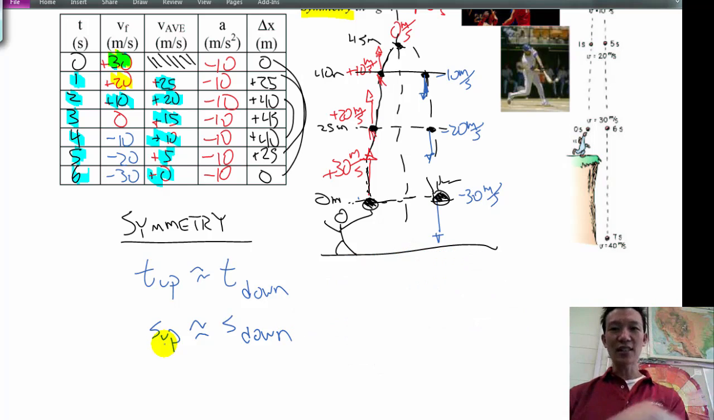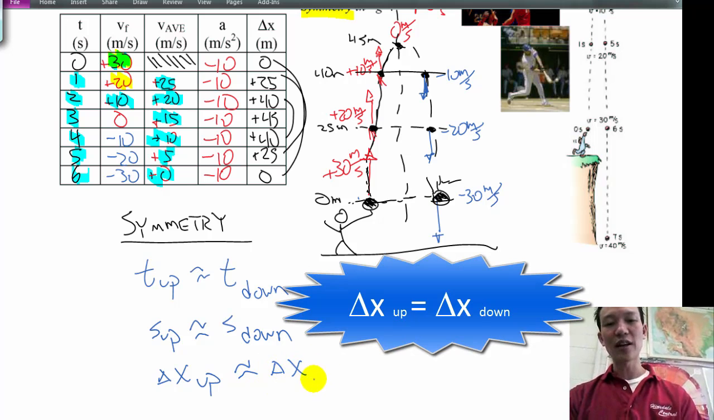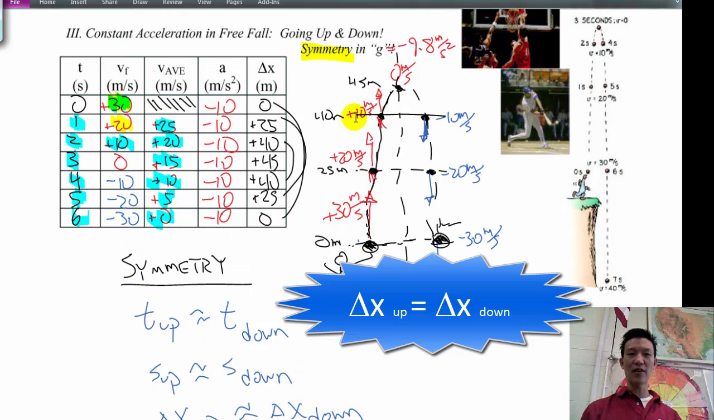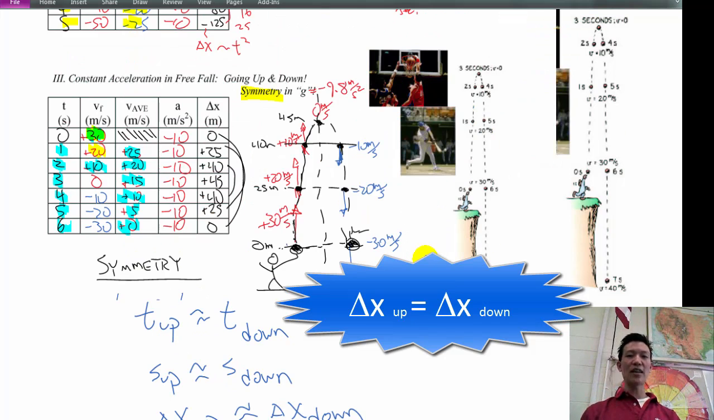Finally, the last thing we can see is it's not really the distances so much, but the displacements, you can think of it that way, on the way up are symmetrical to the displacements on the way down. It's not equal, but they're symmetrical about the peak. Notice that it's 25, 40, 45, 40, 25, 0. You see that? There's symmetry there. We can apply that to make our life easier.